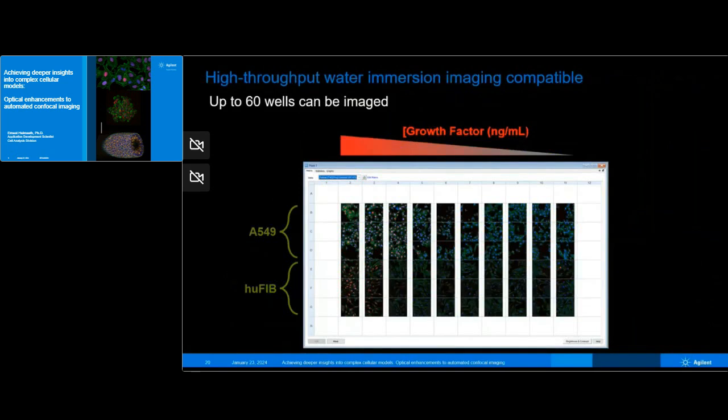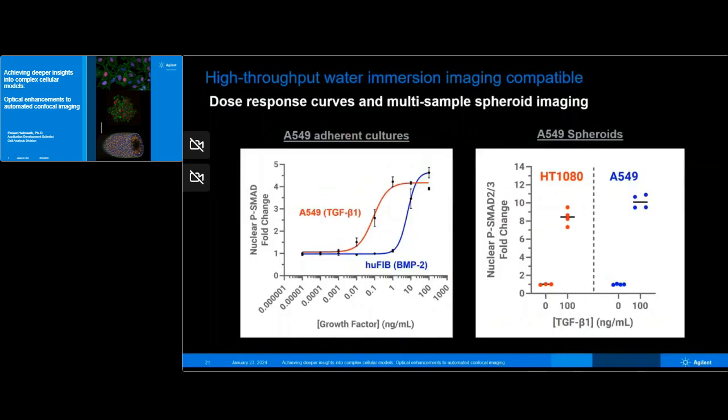However, with a high throughput water immersion imaging setup, we can not only image across a full plate at multiple concentrations, but we can reliably and very efficiently collect dim samples from those, all the way from the highest concentrations down to the lowest concentrations. And what we're able to do with that is start building those dose response curves and deriving EC50s from it.